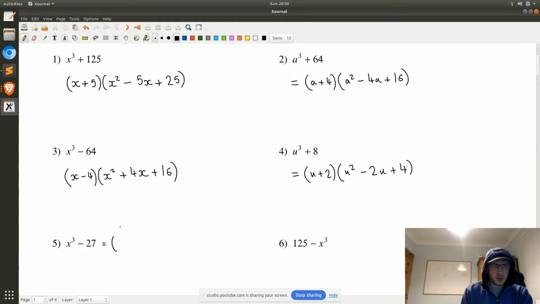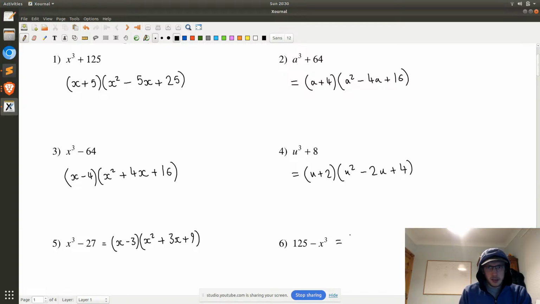The difference of two cubes. So I write x take 3, open brackets, x squared plus 3x plus 9.